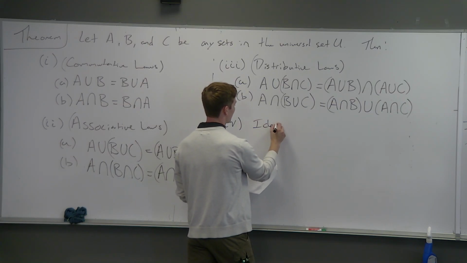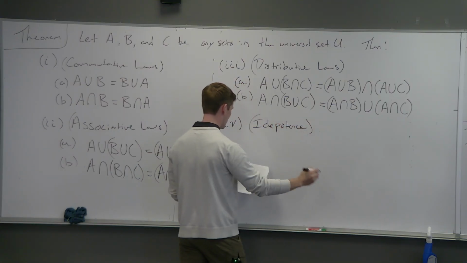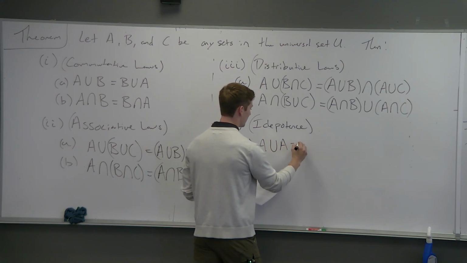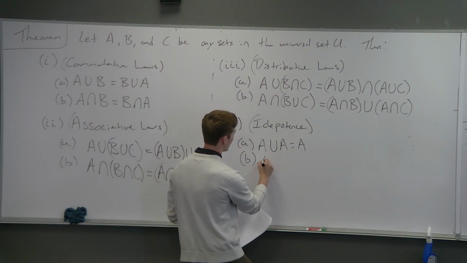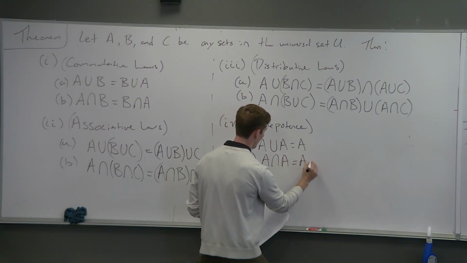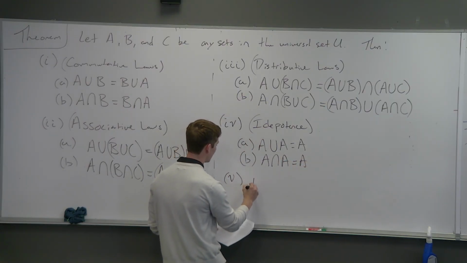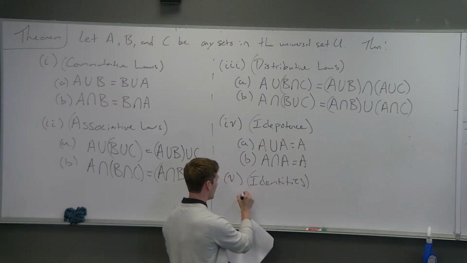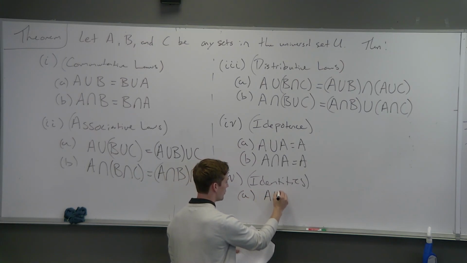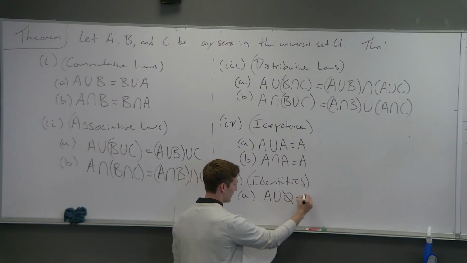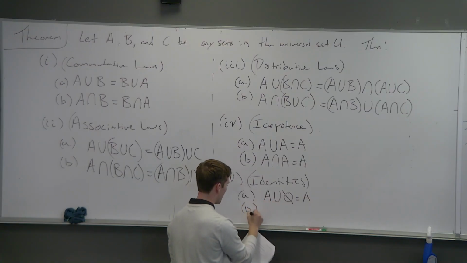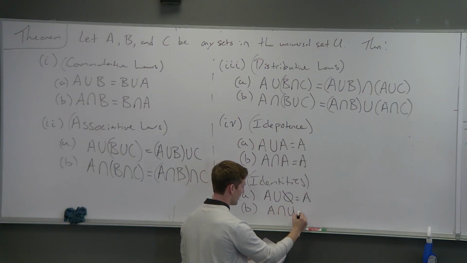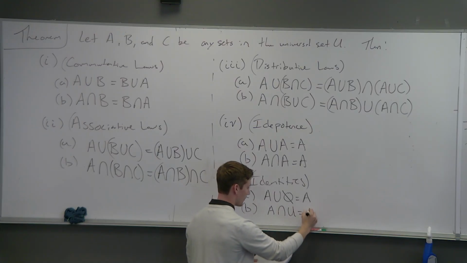You have idempotence, which tells you that A union A is in fact equal to A, and B, that A intersect A is in fact equal to A. And then finally, you have the identities. That is, there are identity elements. A says that A union the empty set is indeed equal to A, and B, A intersect the universal set is indeed equal to A.